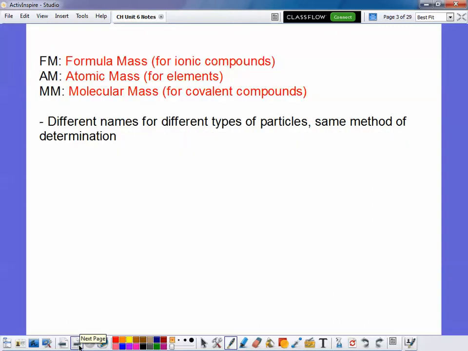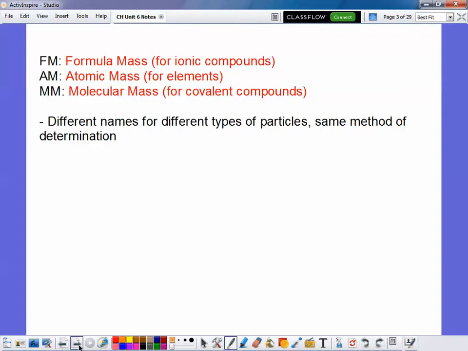All right, so on the next page, below the chart that we're going to be filling in, fill this in and then we're going to go back to the chart. I wanted to get this in first before we do some examples. So molar mass is the big umbrella term. We have three particular terms depending upon the type of substance you're calculating the molar mass of.